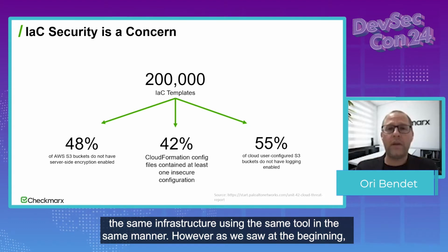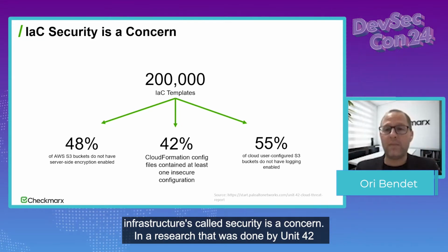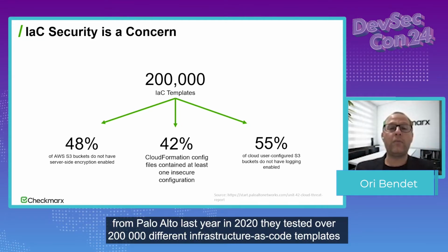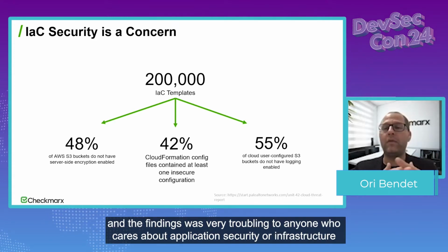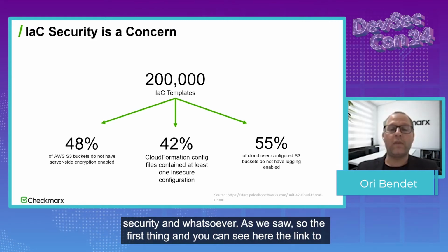However, as we saw at the beginning, infrastructure as code security is a concern. In research done by Unit 42 from Palo Alto last year in 2020, they tested over 200,000 different infrastructure as code templates, and the findings were very troubling to anyone who cares about application security or infrastructure security whatsoever.